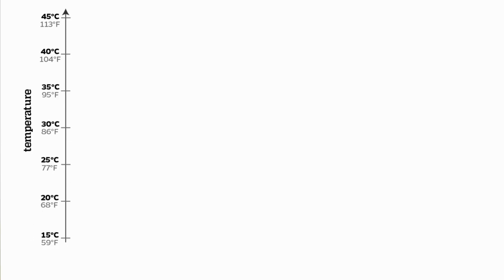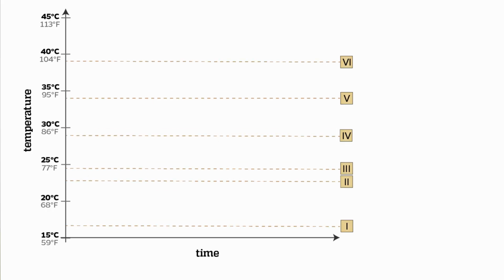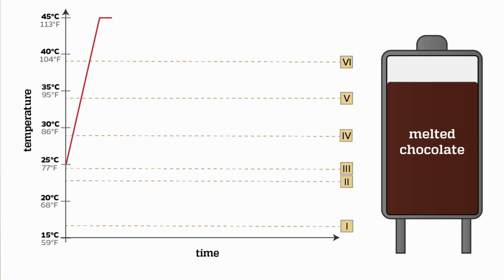Let's think about this cooling process using a graph. On my graph, I'm going to have the temperature of the chocolate on the y-axis and the time on the x-axis. I'm also going to draw 6 horizontal lines that correspond to the melting points of each phase of cocoa butter, just for our reference. We start by heating everything up to around 45 degrees Celsius so that all the chocolate is fully melted.